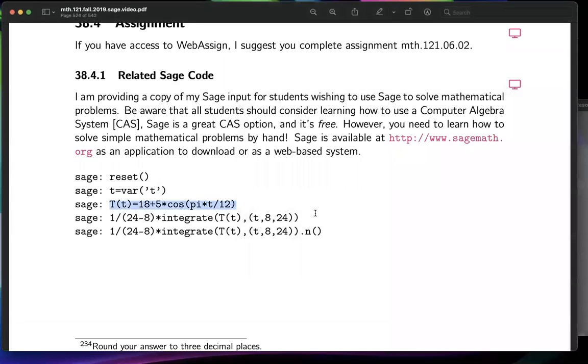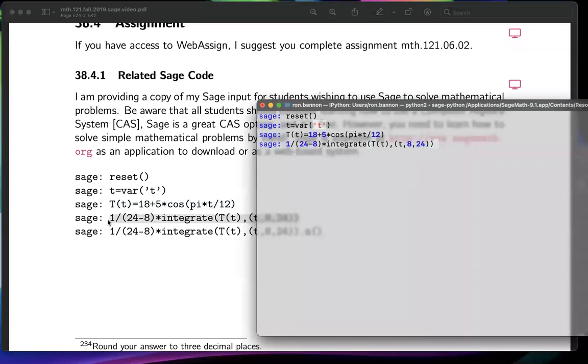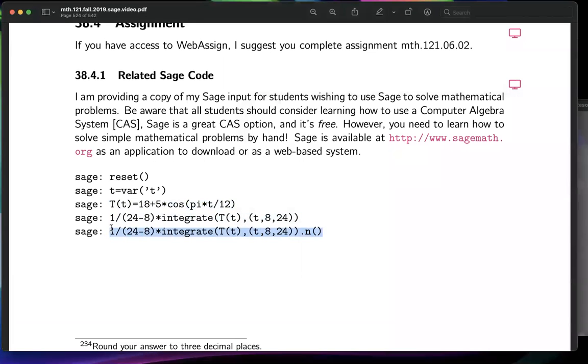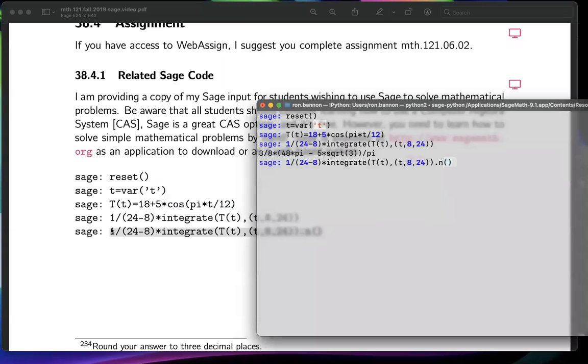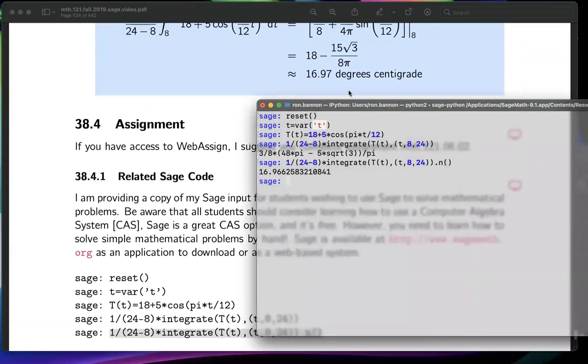Got this. Then I'll do this over here. Someone says, I have no idea what I'm typing in, but I'll type it in anyway. And then I'll put this over here. Again, someone claims they have no idea what they're typing in, and they get the same number they got over here.